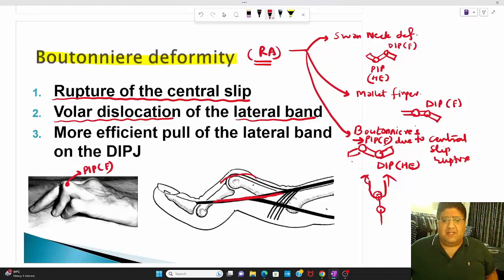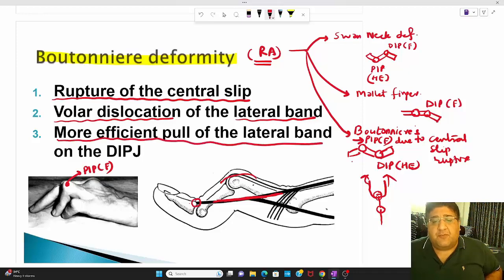I told you that the lateral bands go and get inserted onto the base of the what? Base of the distal phalanx. Their job is to do what? Extension of the DIP. Now, since they are volarly dislocated, they go into a kind of bowstringing. Therefore, they now have a more effective pull, and that more effective pull is the reason behind hyperextension of the DIP. So Boutonniere has to be understood like this: okay fine, there is flexion at PIP.